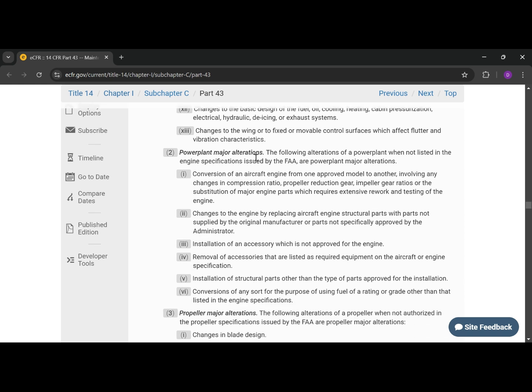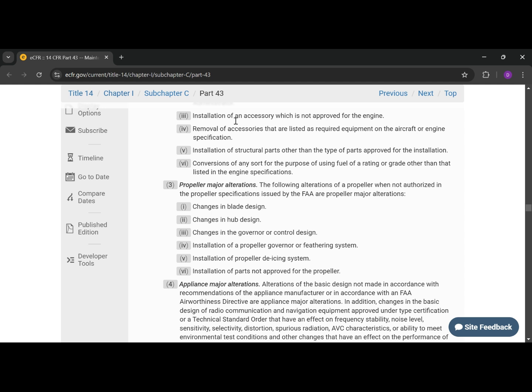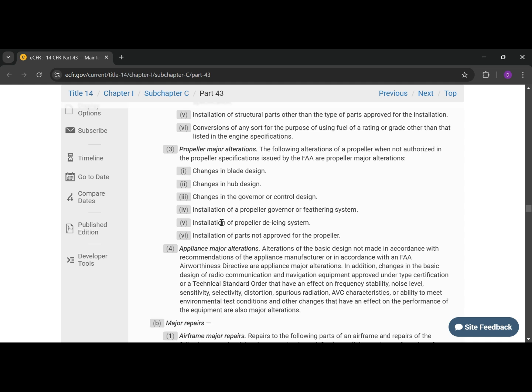Power plant major alterations. The following alterations of a power plant when not listed in the engine specifications issued by the FAA are power plant major alterations. So these are what are considered power plant major alterations. Propeller major alterations. The following alterations of a propeller when not authorized in the propeller specifications issued by the FAA are propeller major alterations. These are propeller major alterations.